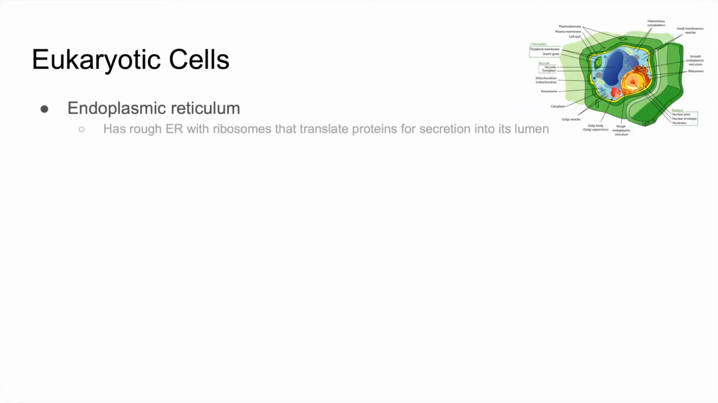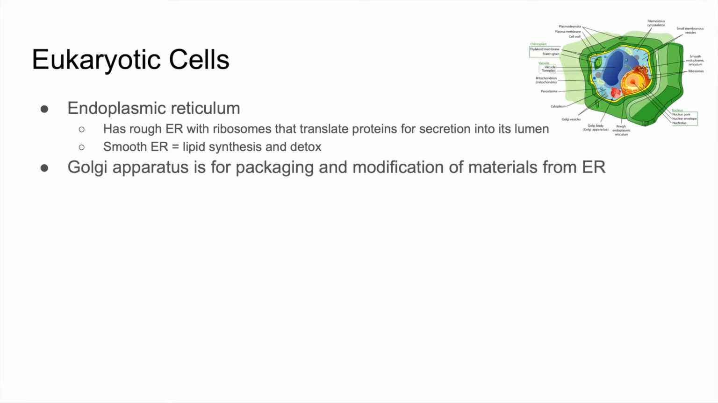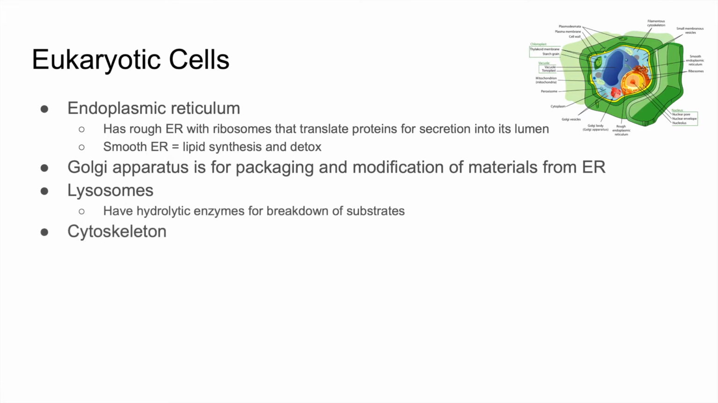Eukaryotic cells in particular have this rough ribosome-covered endoplasmic reticulum, which performs translation, and also a smooth ER that makes fats. Materials here will later go to be packaged and modified in the Golgi apparatus. Any unwanted materials are broken down in the lysosome. Surrounding these organelles are some intermediate filaments, which help with cell integrity.